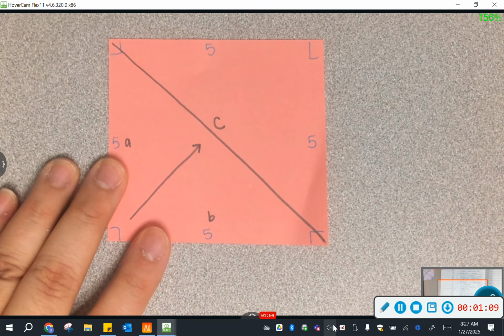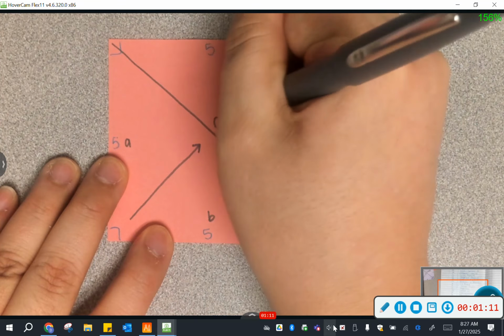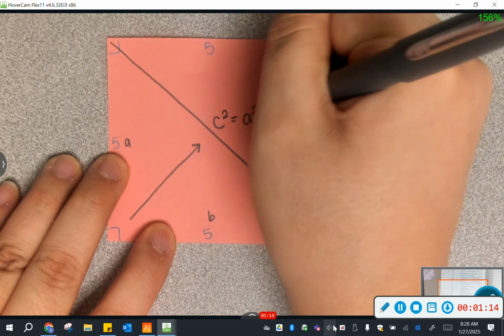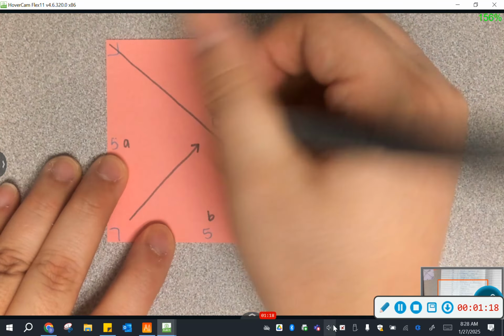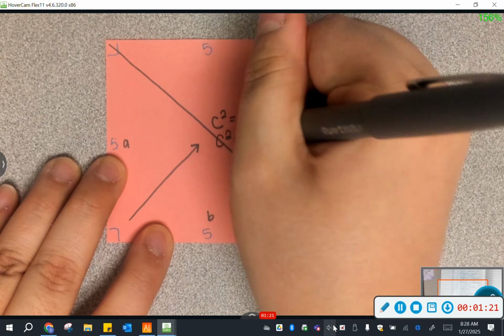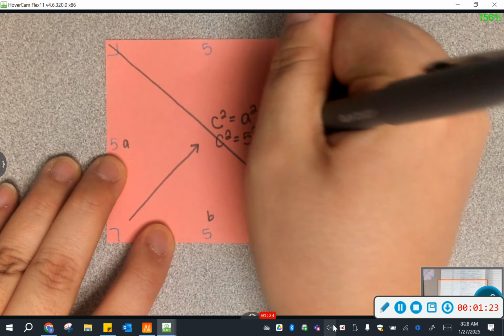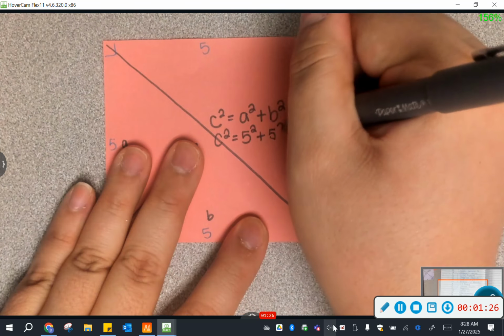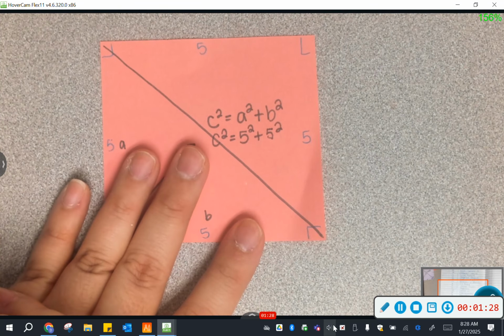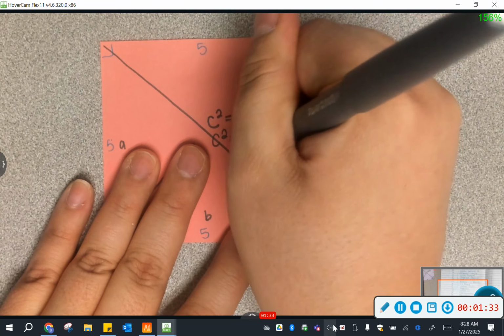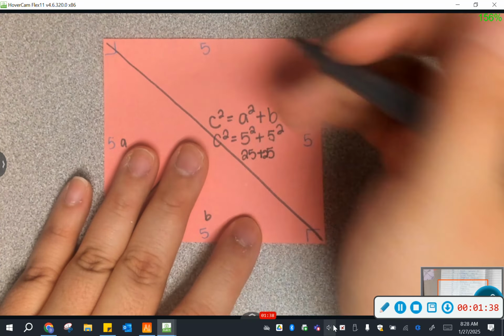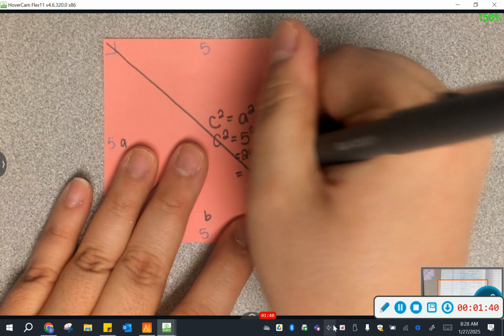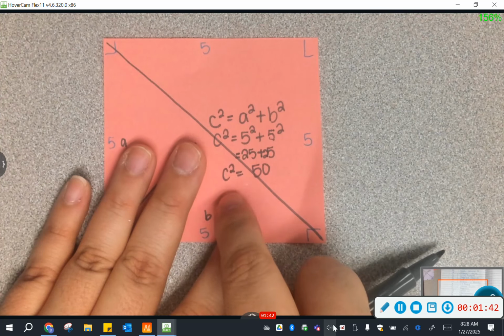What is Pythagorean theorem? C squared equals A squared plus B squared. Do y'all agree with that? And do you agree then, I don't know what C is, but I know A is 5 and B is 5. What is 5 squared? 25. 5 times 5. And 5 squared is 25. What is 25 plus 25? 50. And how do I get C by itself?